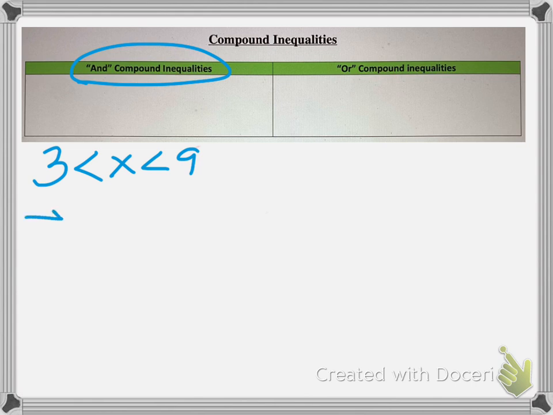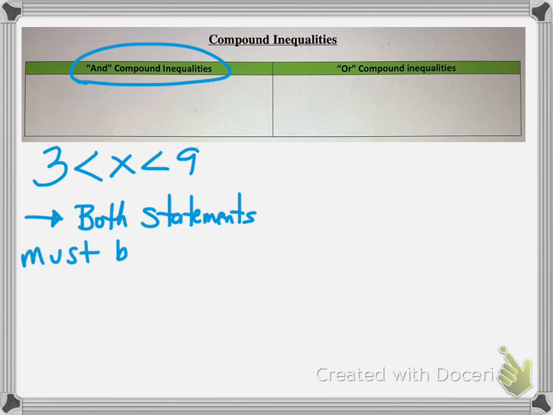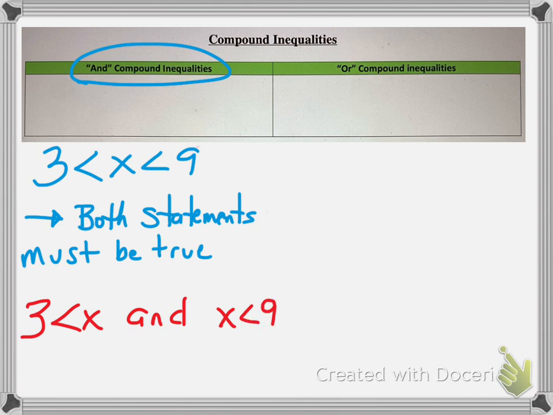So in an and inequality, both statements must be true. So for it to work, the x, or your number, has to be, in this case, larger than 3, but it's got to be less than 9. Okay, so that's an and inequality, and they're generally written this way. Sometimes you could see it as 3 is less than x and x is less than 9.